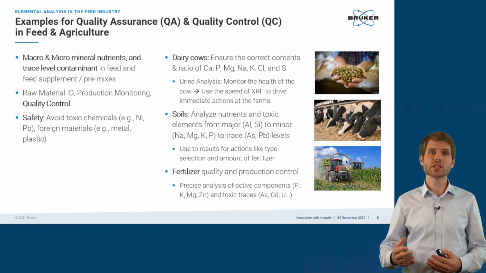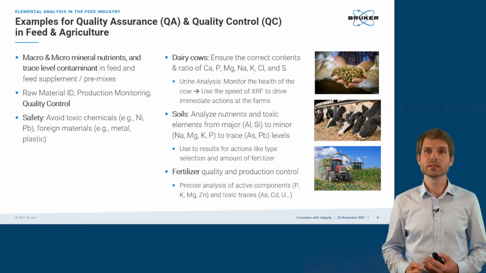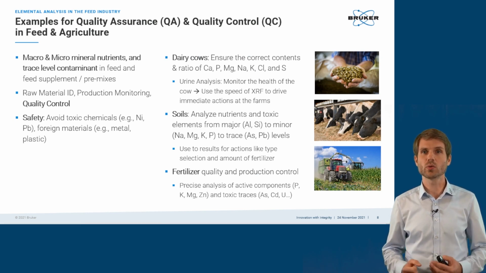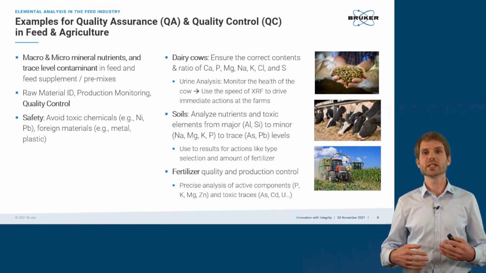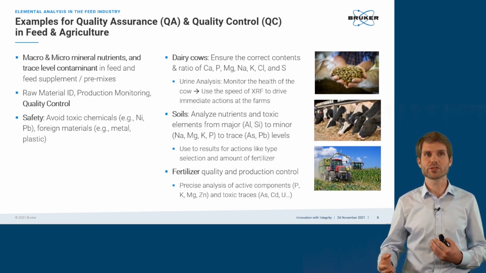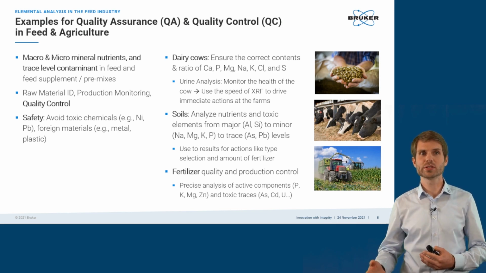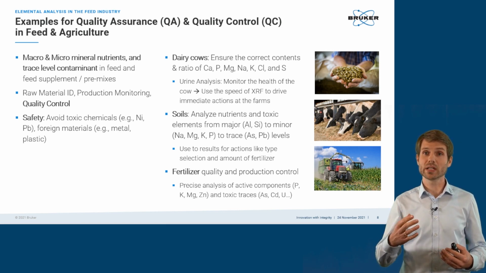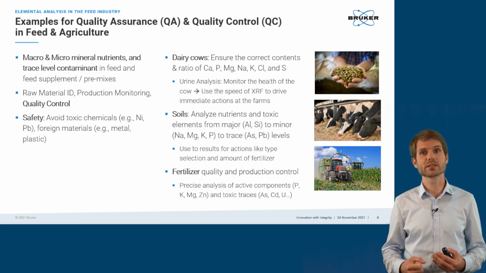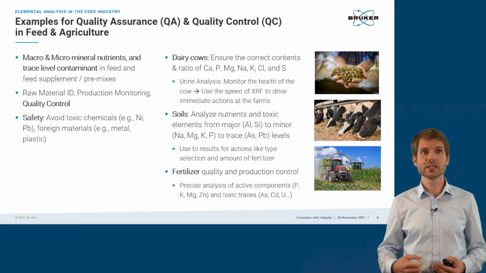Now let's talk a little bit more in detail about what the typical applications for XRF are in quality assurance, but also quality control fields of feed production, feed industry, and agricultural business. So for once, as I mentioned at the beginning, we're talking about macro and micro mineral nutritions. We are also able to do the raw material identification. For raw material identification, for instance, the ICP is typically overkill. So here you have a very fast response to what is coming and what quality it has.